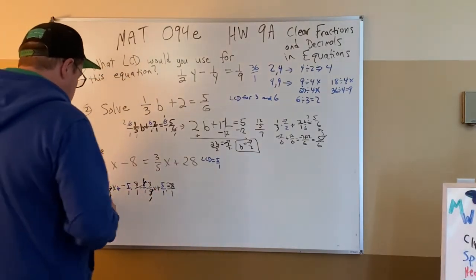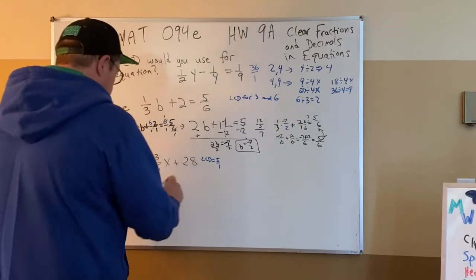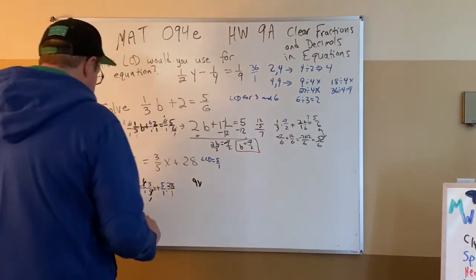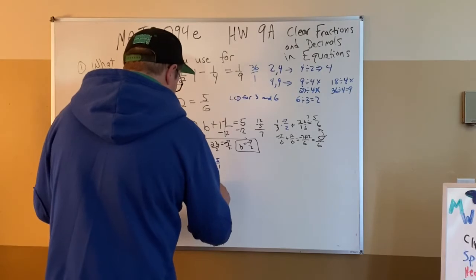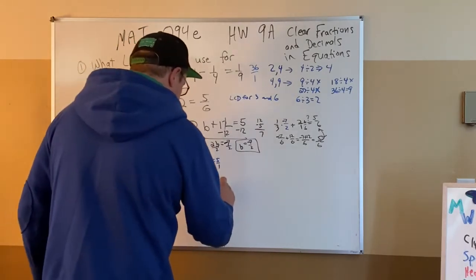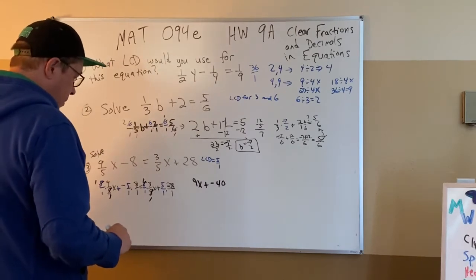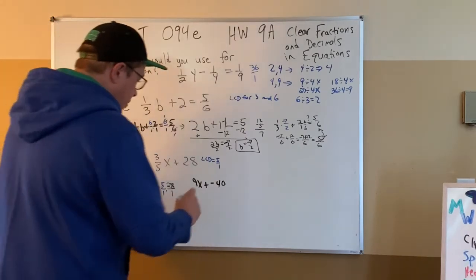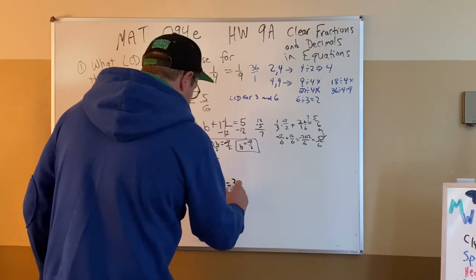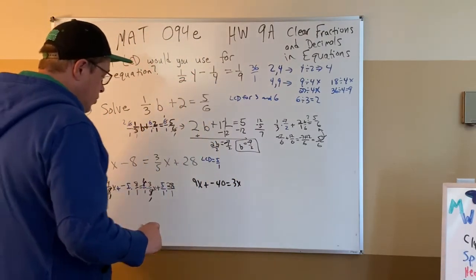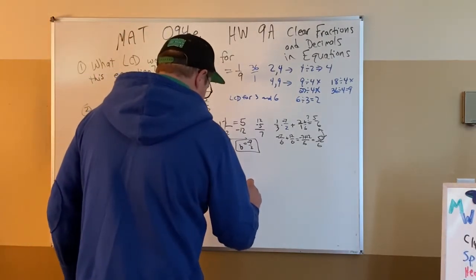We have 1 times 9 with an x, 9x. Plus negative 5 times 8 is 40. Remember, we don't have fractions anymore because of the 1 for every created denominator. Equals 1 times 3 with an x equals 3x. Plus 5 times 28, which is 140.